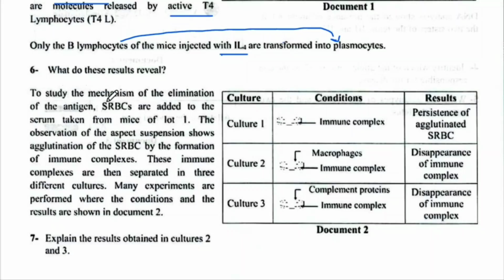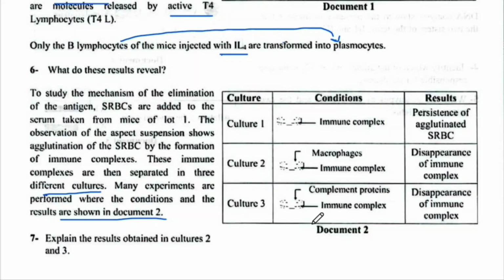To study the mechanism of the elimination of the antigen, SRBCs are added to the serum taken from mice of lot 1. The observation of the suspension shows agglutination of the SRBC by the formation of immune complexes. These immune complexes are then placed in 3 different cultures. Many experiments are performed where the conditions and the results are shown in document 2.